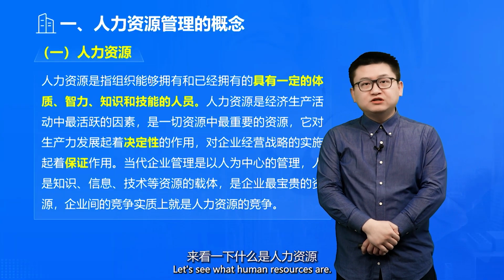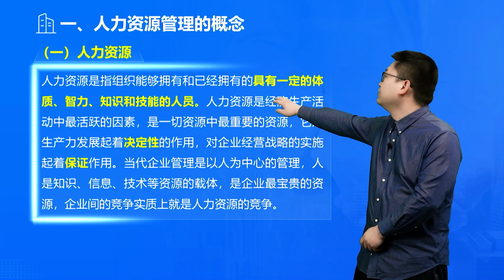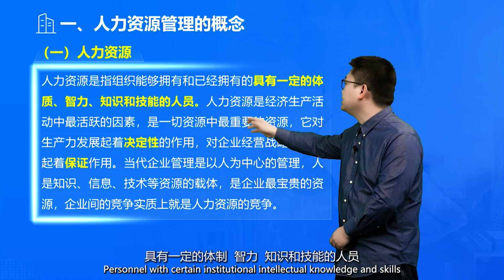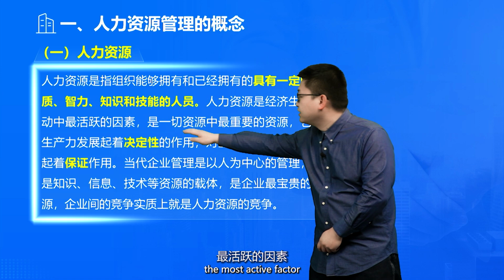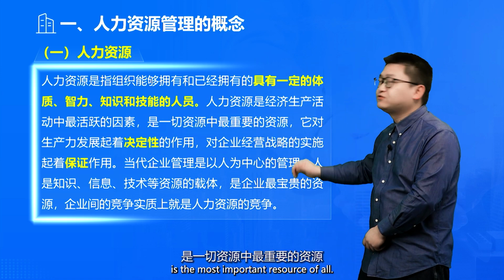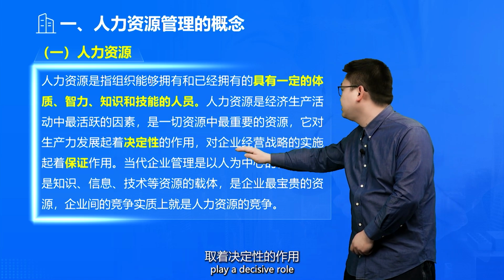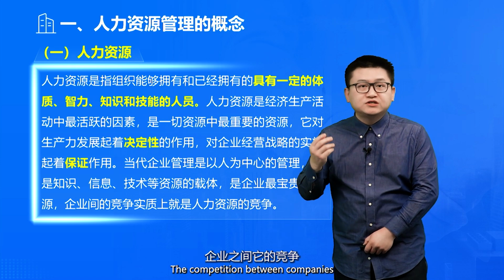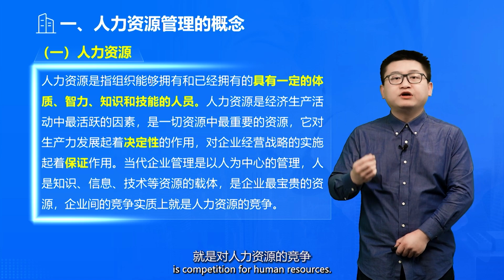Let's see what human resources are. Human resources refers to personnel with certain intellectual knowledge and skills. It's one of the most important and most active factors, the most important resource of all. So what about the development of our production? It plays a decisive role. So we need to understand that competition between companies is actually competition for human resources.